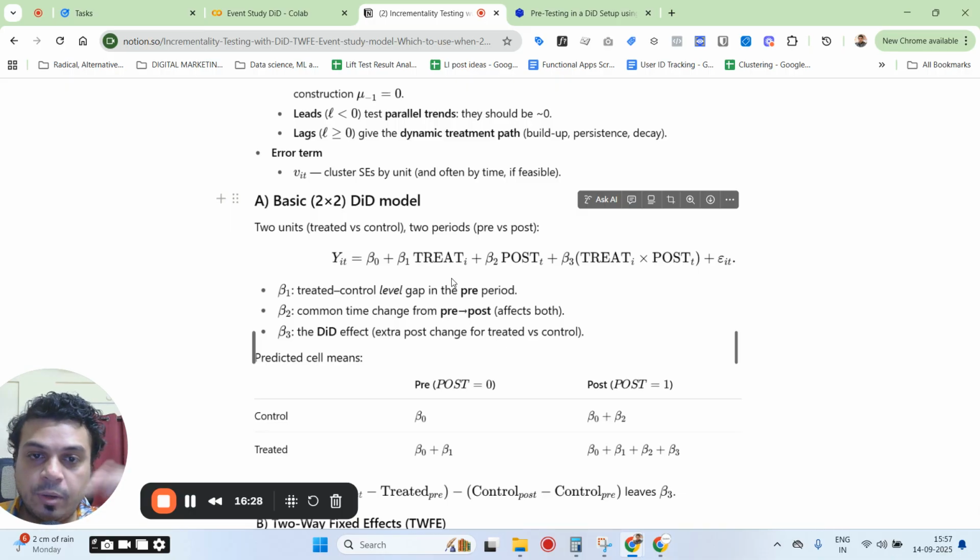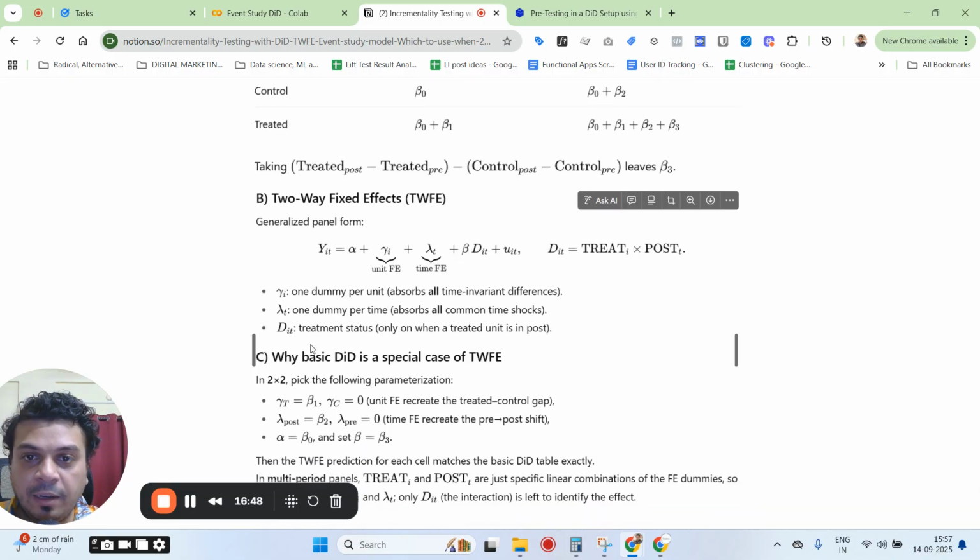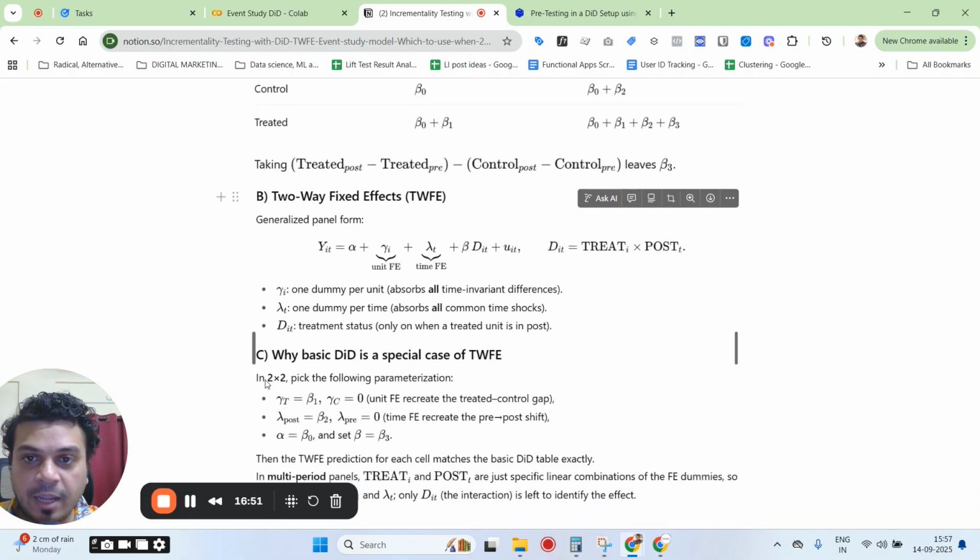So this interaction term, whether or not it's getting treatment and whether or not it's in the post period, that's what matters, right? So that beta 3 is actually the DID effect, as you can see, that coefficient. So this is very similar to TWFE, the two-way fixed effect. And as you can see, it's actually a generalized form, right? So that panel data that you got, this is basically a generalized form of DID itself, right? So you have one dummy per unit, which is gamma I, one dummy per time variable, which is lambda here, and the treatment status only on a treatment unit, which is in post. So you can see that you can rewrite from this expression.